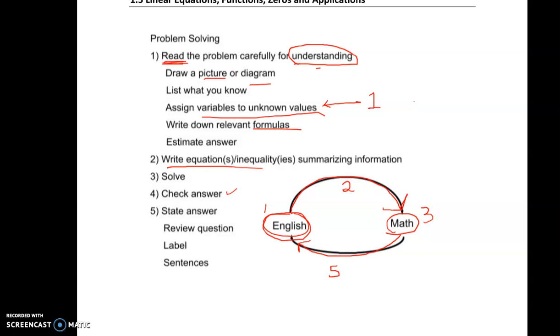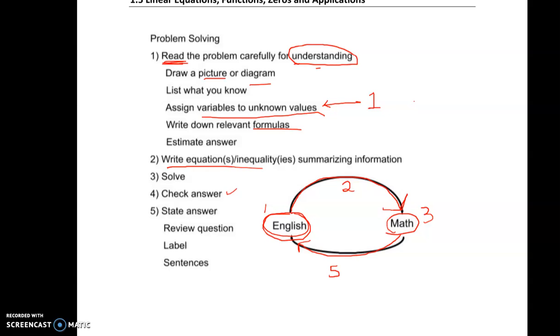We're ready to move on. But what if the question asks something else? Sometimes it asks for more than one thing. Another thing that, circling back to the English, is you might need to label your answer. Is it $2 or is it 2 miles?